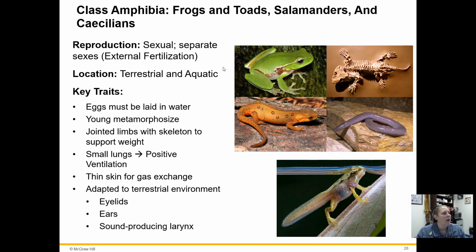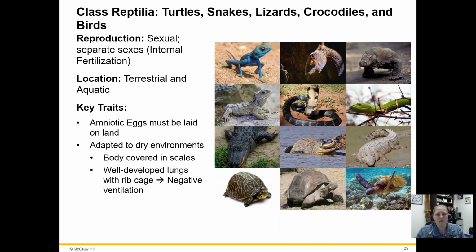Okay? After amphibians, we start seeing a group that is very well adapted to dry and wet environments and all sorts of environments. These are your reptiles. Class Reptilia includes turtles, snakes, lizards, crocodilians, and birds. So birds are reptiles, and birds share a common ancestry. They did descend from dinosaurs. We're going to talk about birds in a second here.